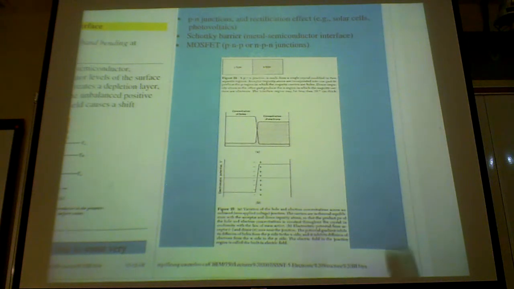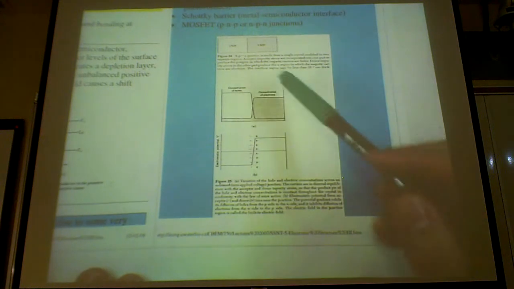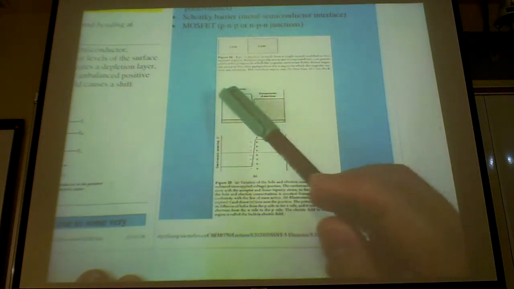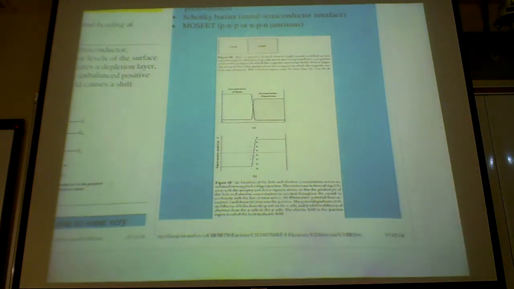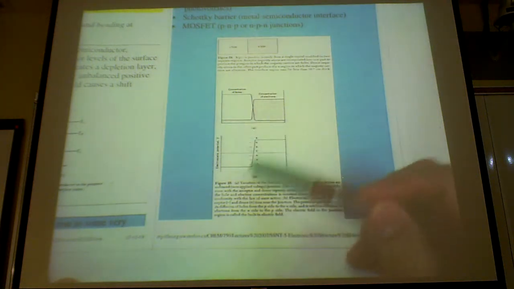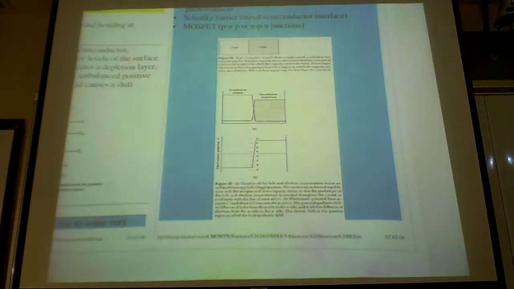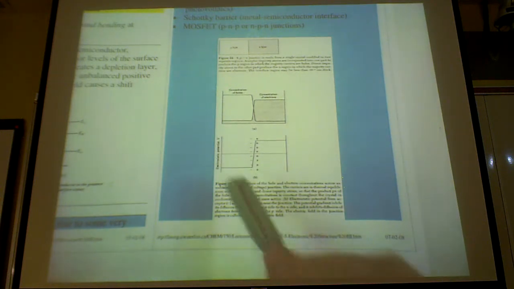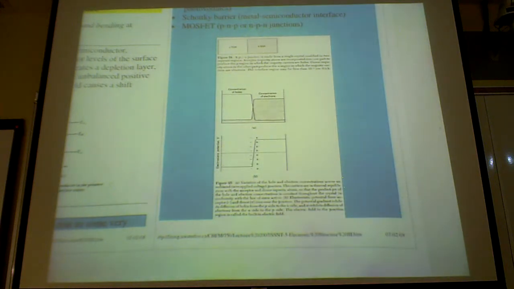And why is this interface so interesting? It's because if you have a PN junction, you have an imbalance of charge, and you create effectively a potential barrier between these two. Okay, so from the strict electronic point of view, once you've got a potential barrier, what does it mean? It means that you can, by applying a bias, right?